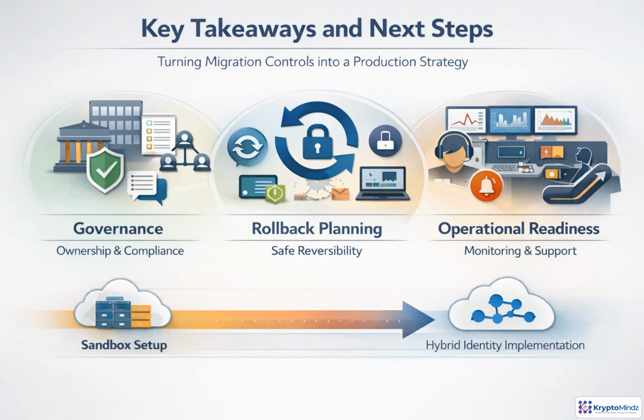The big takeaway is that migration architecture becomes production-ready only when controls are explicit. Governance defines ownership, approvals, documentation, and communication. Rollback planning makes changes safer across sync, access, devices, and apps. Operational readiness proves the plan through monitoring, pilots, emergency access, support, and escalation. Next, we move from planning into hands-on hybrid identity implementation.